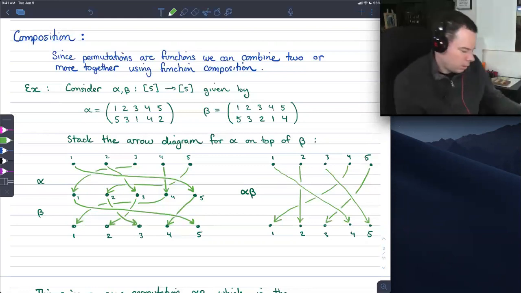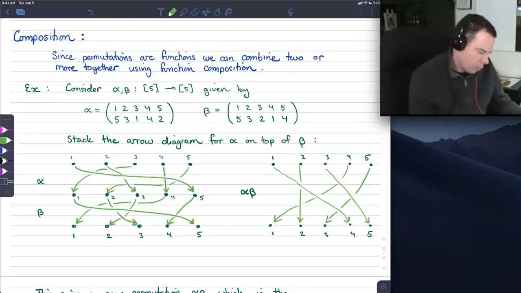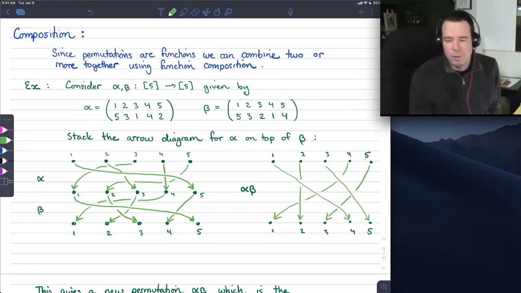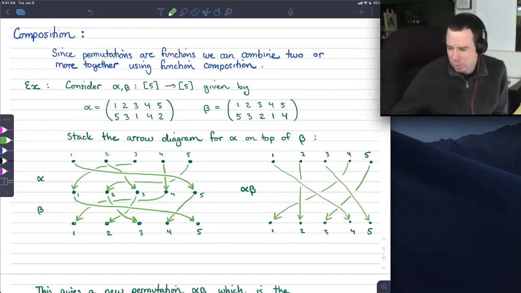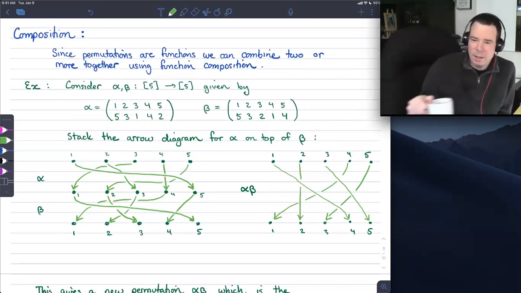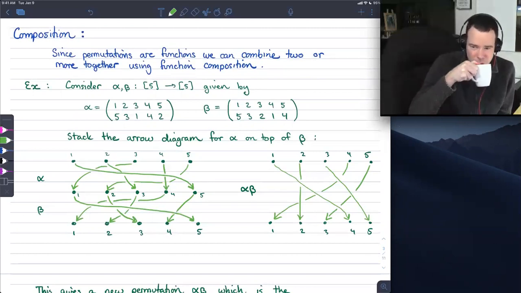And so there's our, what we call the composition of alpha and beta. We also refer to it as the product of alpha and beta. I will refer to that as we start to move throughout this course, as a product or multiplication, because it turns out that we can start to think about these things as ways to do algebra on permutations.